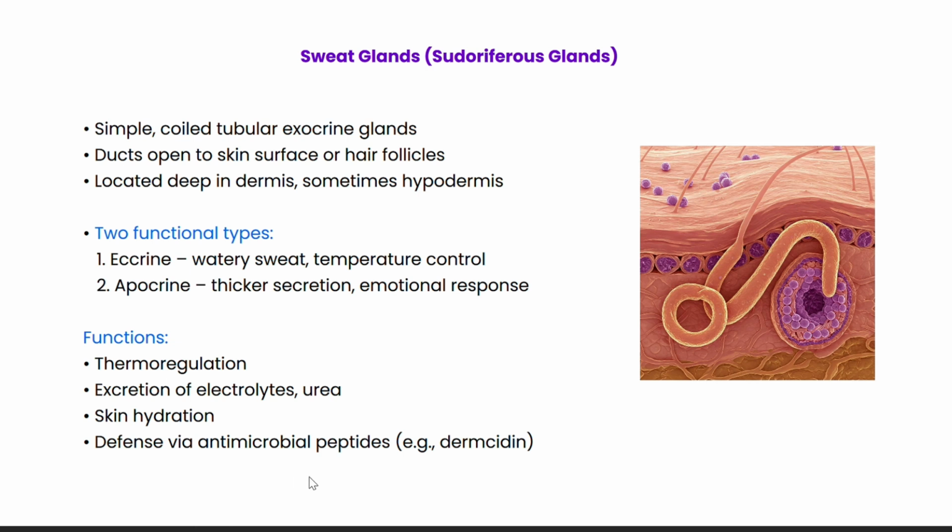Sweat glands, medically known as ceruriferous glands or sudoriferous glands, are our body's natural air conditioners. These coiled tube-like structures extend from the dermis to the surface, releasing sweat that evaporates and cools the body. But they also help get rid of waste, keep skin moist, and even protect us from bacteria. We have two main types, eccrine and apocrine glands, each with unique features and roles.